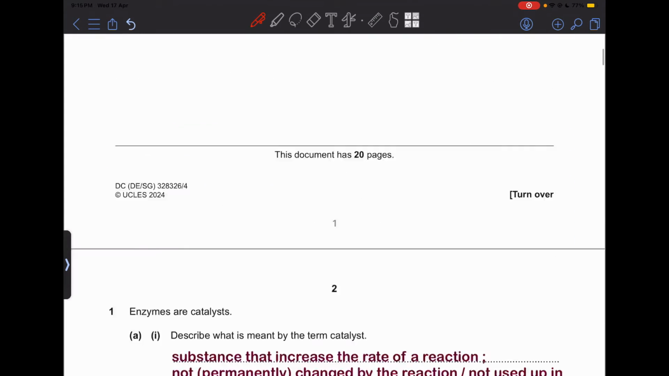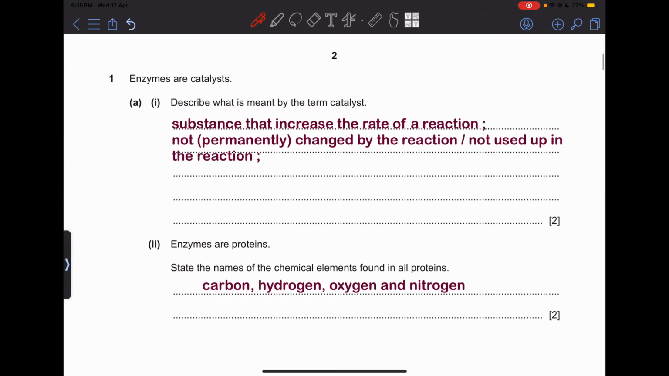Let's start solving. Question number 1 says, enzymes are catalysts. Describe what is meant by the term catalyst. A catalyst is a substance that increases the rate of a reaction, and is not permanently changed by the reaction, or not used up in the reaction. So when they say describe what is meant by the term, you have to write the definition, and all the definitions are written in the syllabus, so you have to write them exactly as they are written in the syllabus so you can get the full marks.